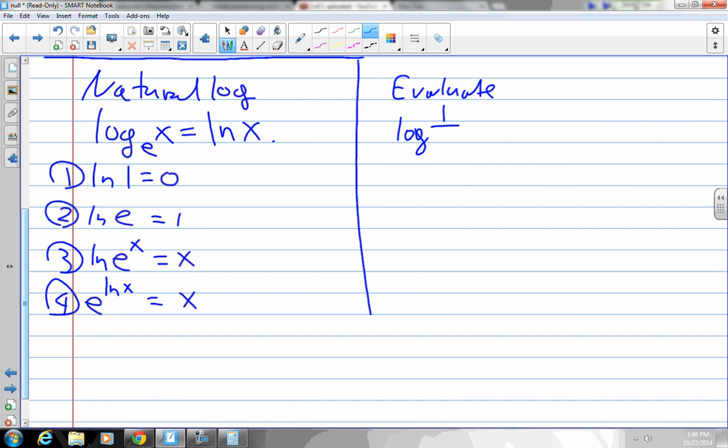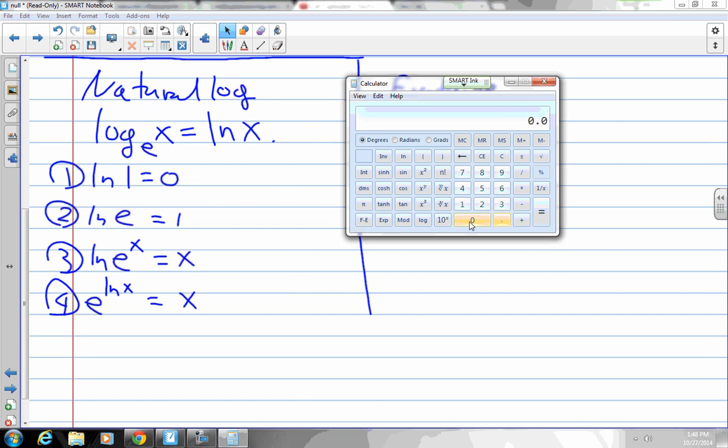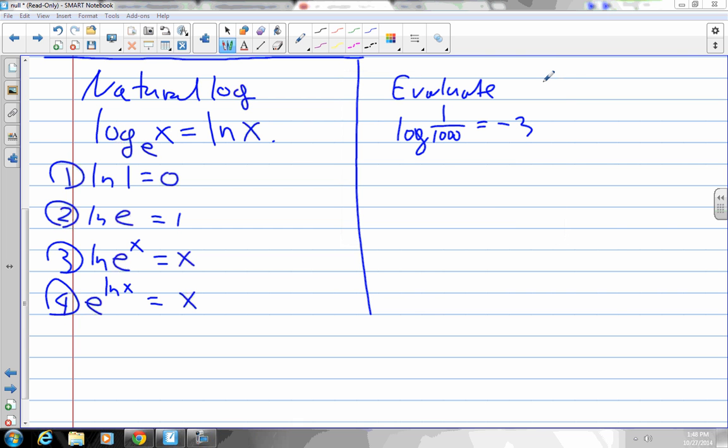log of 1 over 1,000. You can do that one without a calculator. You can think to what power to raise 10 to get 1 over 1,000. -3. But again, if I type this into my calculator, if I go, here is 1 over 1,000, I hit log, it's -3. Okay? But if I ask you to compute log of 37, so what power you need to raise 10 to get 37?